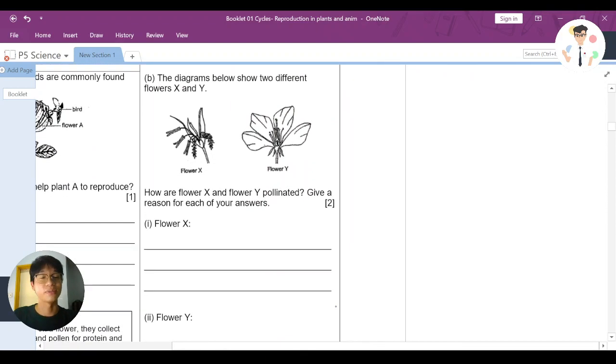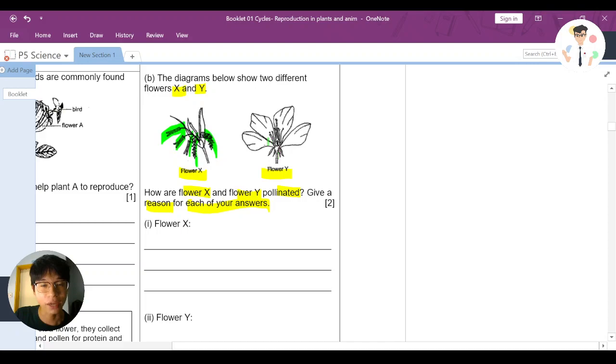Now B, something interesting. Here it says the diagram below shows two different flowers, X and Y. So you have X, you have Y. Now, how are X and Y pollinated? Again, you know that they can be pollinated, but how? Give a reason for each of your answers. Why? How? Now you need to observe. If you observe carefully, you should see these anthers and stigma are sticking out from the petal.